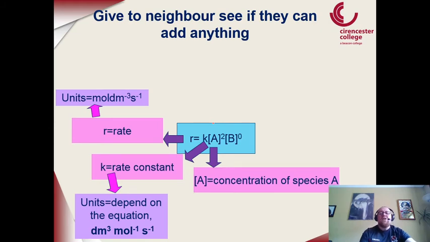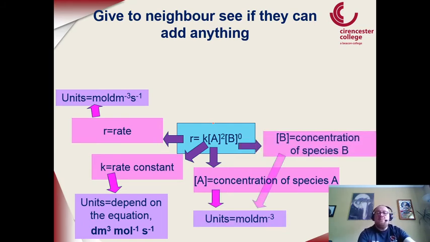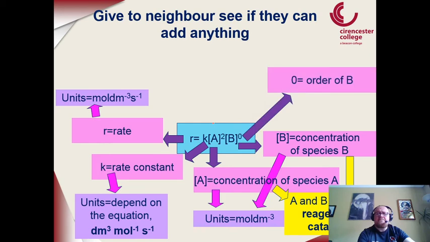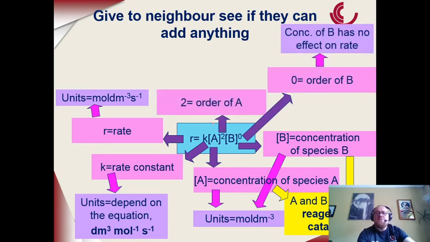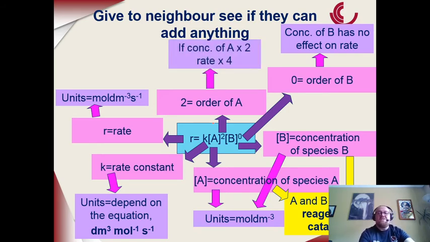So we know that square brackets A means the concentration of species A. What does that 2 mean? We can have a look at that squared one. The squared one has an order of 2. So the concentration of A has an order of 2. So if I doubled the concentration of A, the rate of reaction would go up times 4. So the initial rate of reaction would go up times 4. If I tripled it, it goes up by 9. So really, really important.